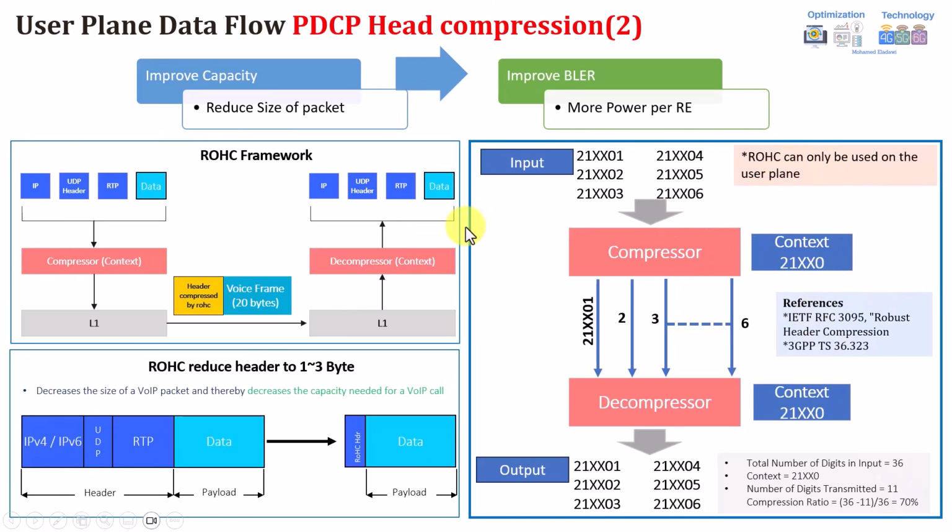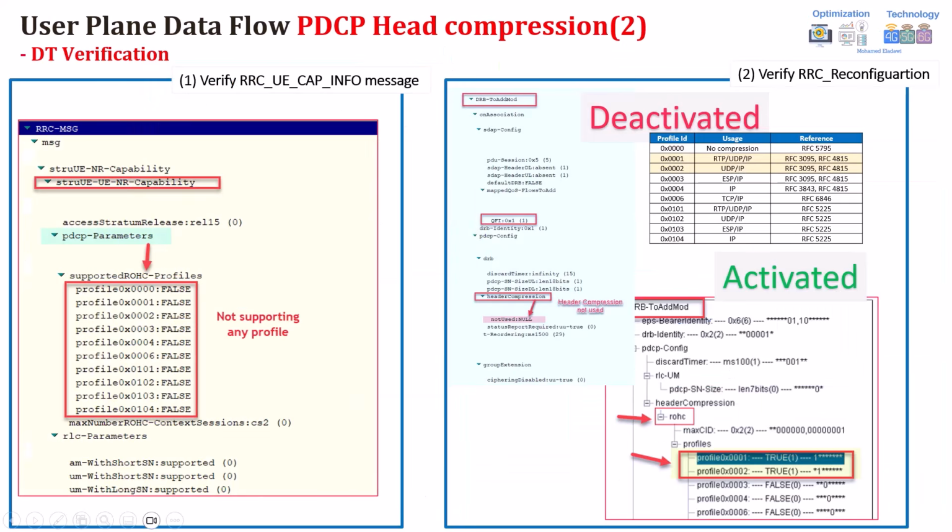Now let's move to how to check this from the parameters. If you look here, there are two things you need to check. If you are going to enable the feature for voice over VoNR, or for any other function, for example TCP/IP, you need to confirm two things. First of all, you need to verify whether the UE you are testing supports the compression or not, because sometimes the user device will not support this kind of robust compression.